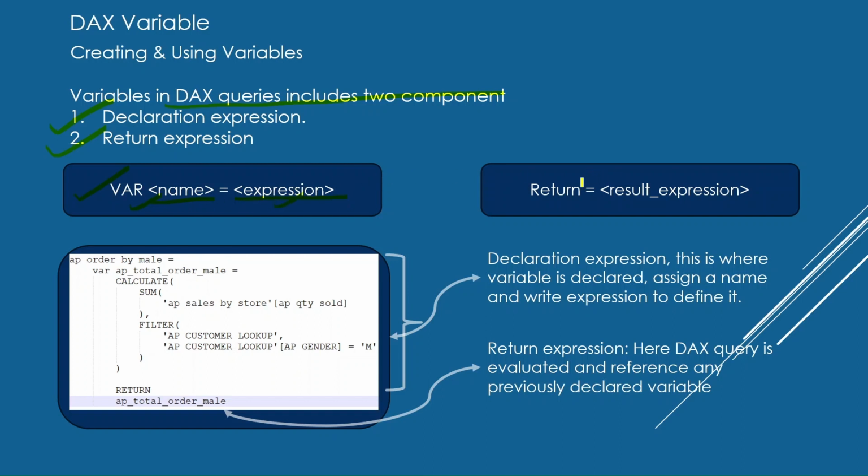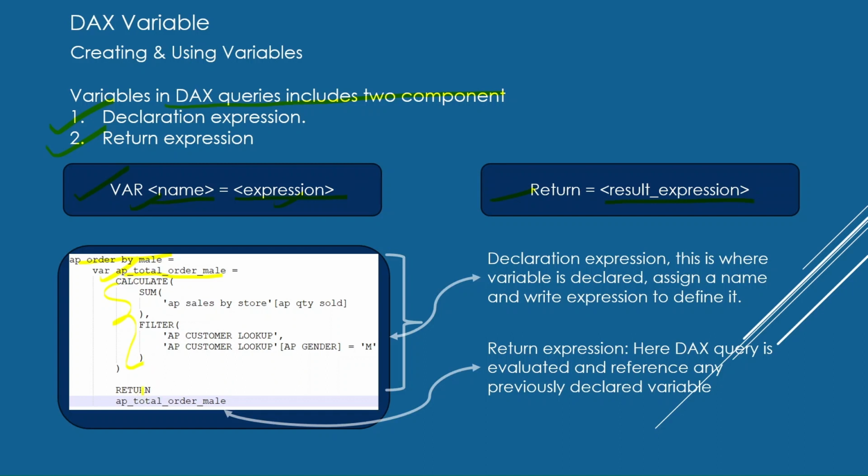And what is the return type? The return type is the result of the expression. If you have an expression, we can return that expression as a part of the variable. So let's discuss. This is a measure which we have written, and in the measure we are creating this variable AP total order mail, and this is the logic which we have implemented to create this variable.